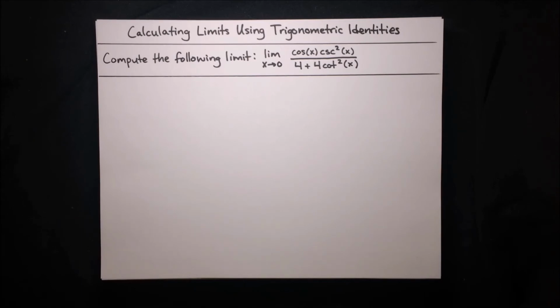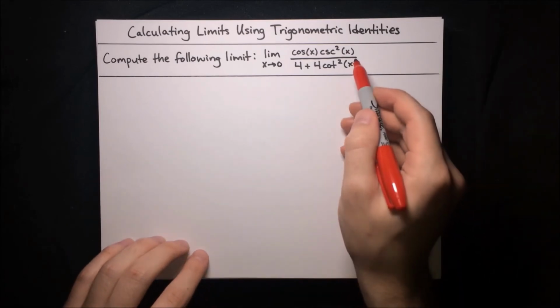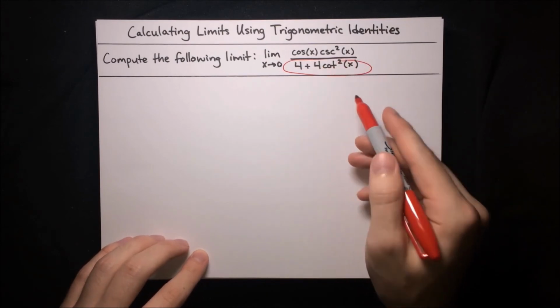Okay, so how can we simplify this limit? Is there anything that jumps out at us? Maybe looking in the numerator first, there's cosine and cosecant squared. Cosecant is 1 over sine, so unfortunately we can't cancel out anything from cosine and cosecant being multiplied together. But how about that denominator, 4 plus 4 cotangent squared of x? That actually looks really familiar to a trig identity that we know.